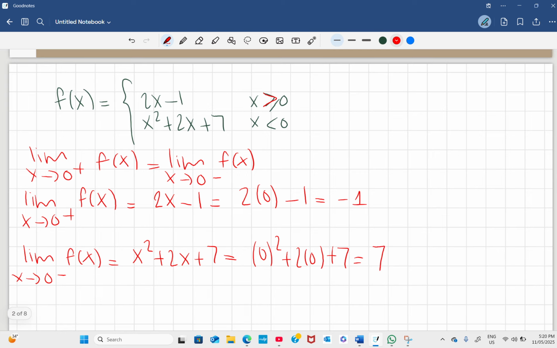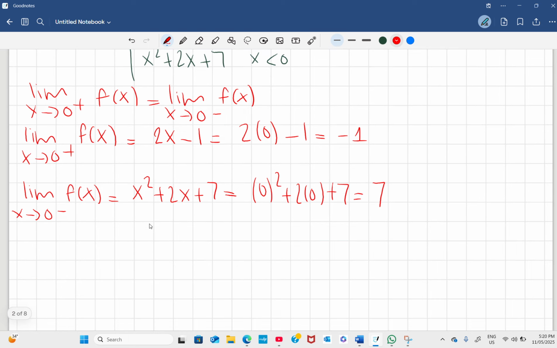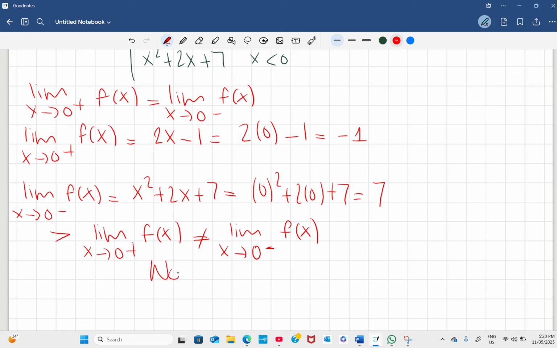So from now I know that the limit from the right is not equal to the limit from the left, so it's not continuous. Since it's not continuous, it's not differentiable, so there's no need for me to continue. If I want to justify my answer in the exam, I'm just gonna write: the limit as x approaches 0 from the positive side of f of x is not equal to the limit as x approaches 0 from the negative side of f of x. That's all I need to do. So it is not differentiable because it is not continuous.